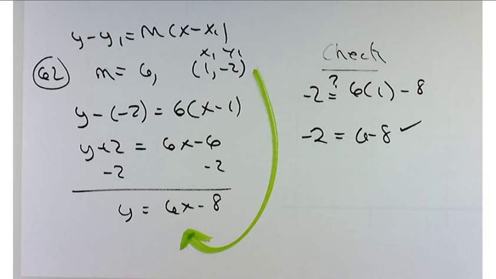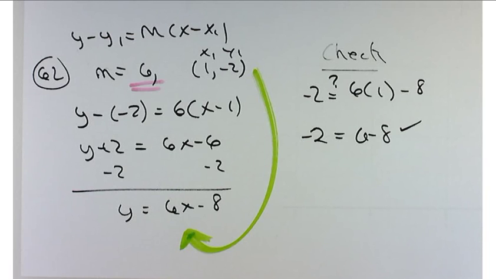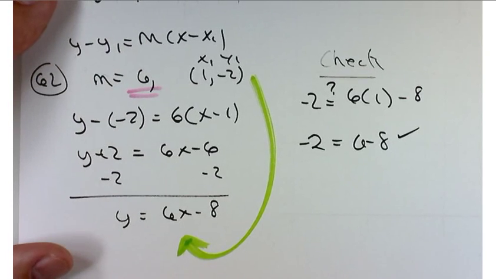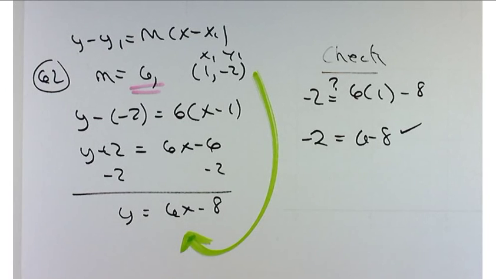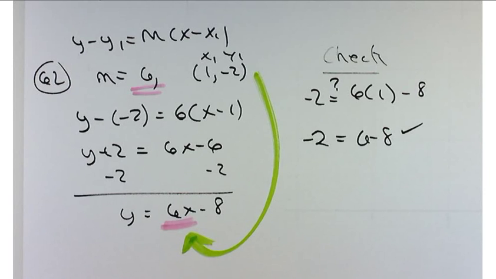How can I be sure that I have a line that has a slope of 6? This is the easier part. Jackie, how do I know this line has a slope of 6? You're working harder than you have to. Yeah, right there. There's your slope of 6, right? It's the coefficient of x.